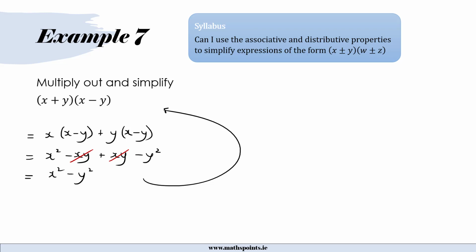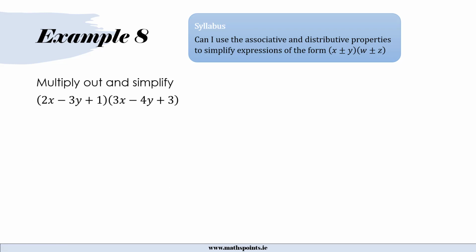So expanding brackets gets rid of the brackets, and then factorizing, which we'll see in a later video, puts it back into brackets. And I'm sure lots of people in the junior cert will have seen the difference of two squares where we separate the brackets and we have a plus and a minus with the same terms inside each bracket. Okay, the next one is our first question where we have 3 terms in the first bracket and 3 terms in the second bracket.